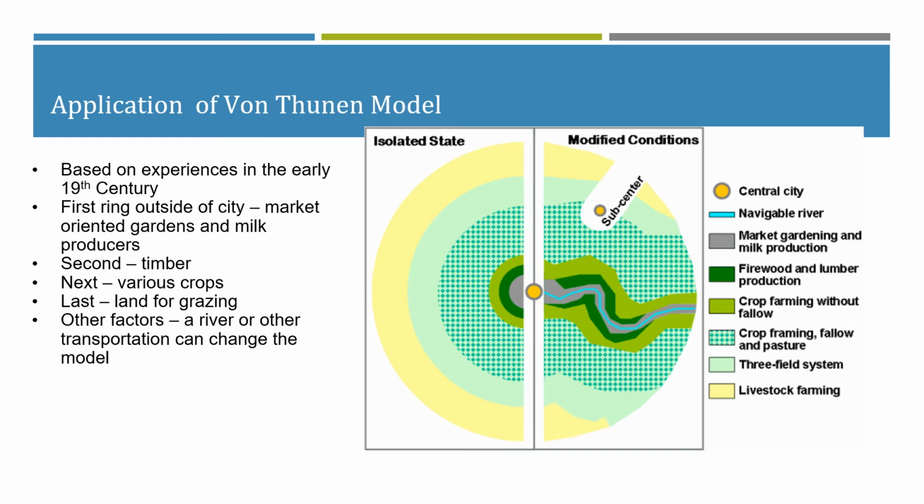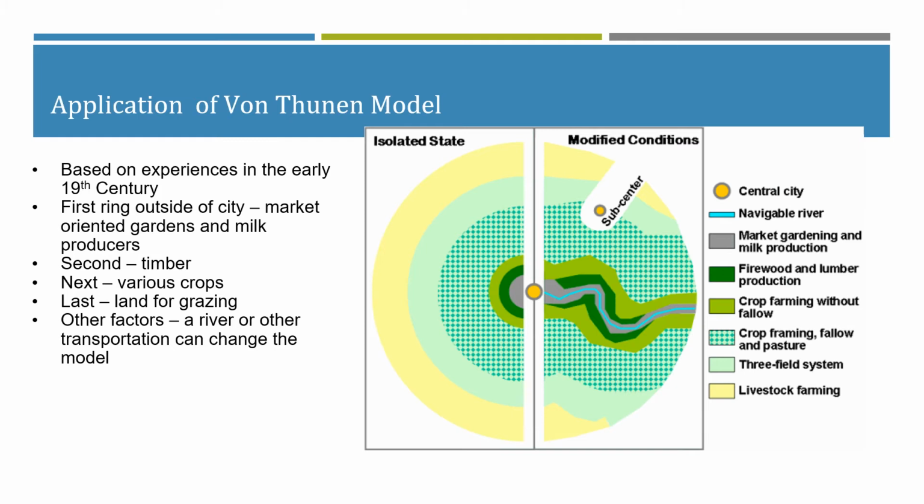Then the last ring is land for grazing. So this would be like cattle ranching. And it can be far away from the city because first off, it's extensive. So you need a lot of land. So you want that land to be cheap. And the further you get from the city, the cheaper the land is going to get. Second off, it's not very expensive to transport because animals can walk themselves. And so that is the main reason why we see this the further away.